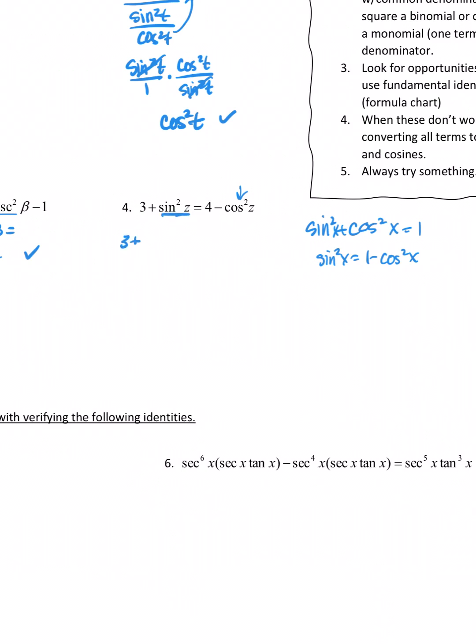So I'm going to have 3 plus 1 minus cosine squared z. Let's see where that leaves us. All right, drop the parentheses. So 3 plus 1 minus cosine squared z. That gives me the 4. That would be a z, just a terrible looking z. And now it looks just like the right side, so I'm done.